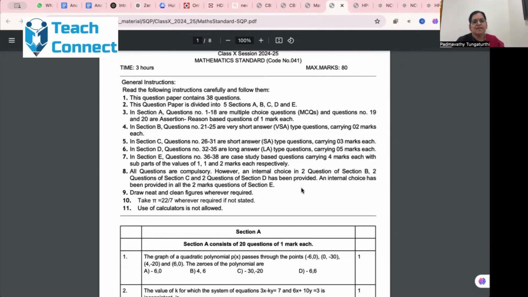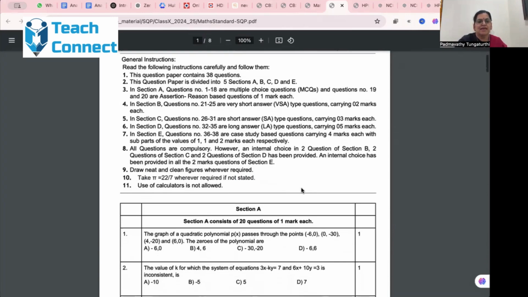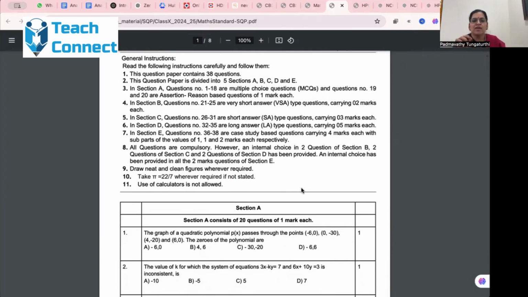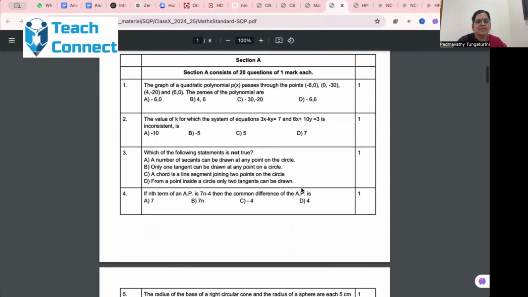I would like to share my screen to show the sample question paper to you. I think you all know that this contains 38 questions and there are 5 sections: A, B, C, D, E. Section A is questions 1 to 18, multiple choice questions, and question numbers 19 and 20 are assertion reasoning questions of 1 mark each. So in this segment, I will first analyze Section A. Let us see these questions.